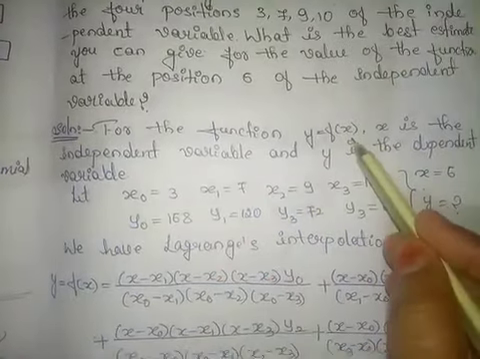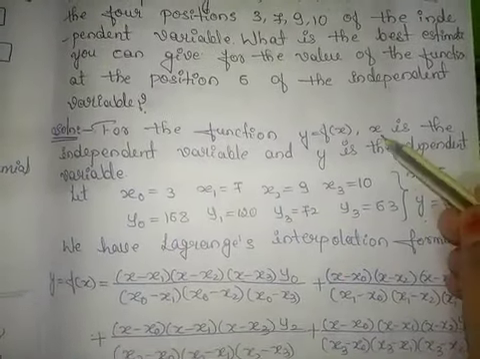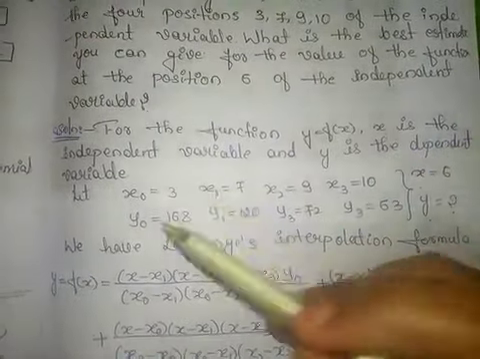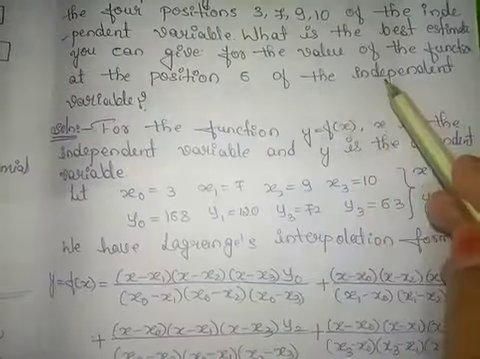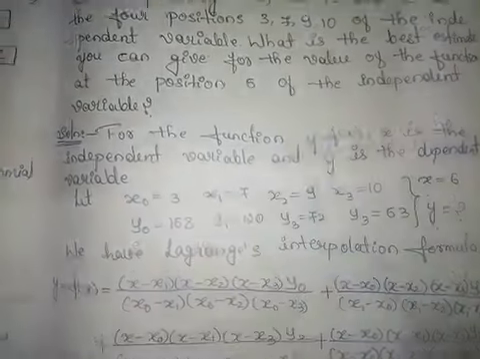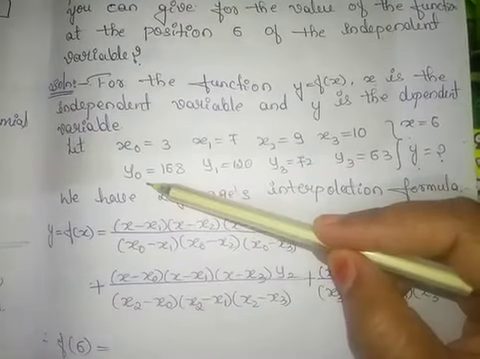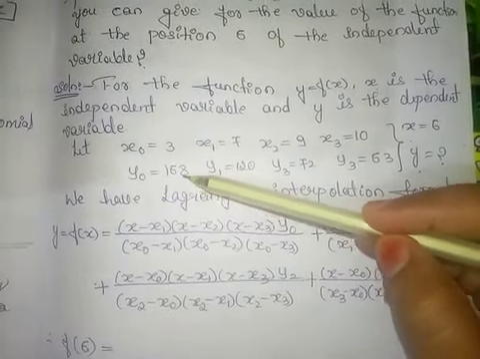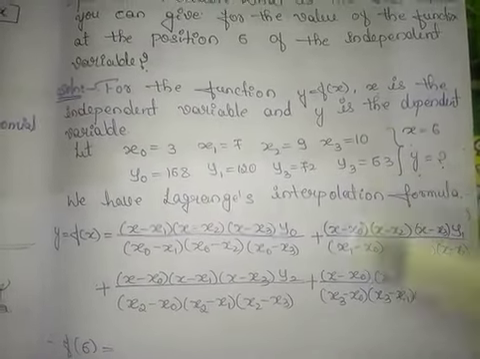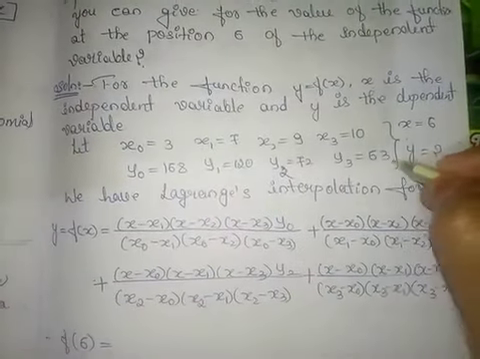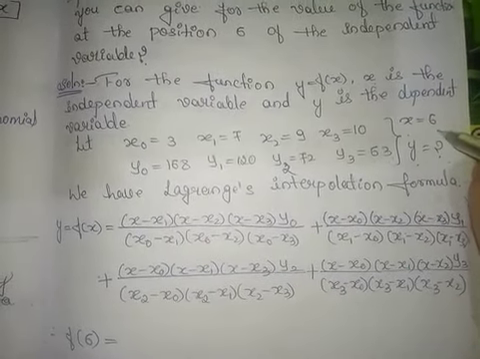For the function y is equal to f of x, x is the independent variable and y is our dependent variable. Means what? Here we have to find the value of the dependent variable at the given independent variable, that is 6. Here x0 is 3, x1 is 7, x2 is 9, x3 is 10, and the functional values are y0 is 168, y1 is 120, y2 is 72, and y3 is 63, and we have to find the value of y at x is equal to 6.